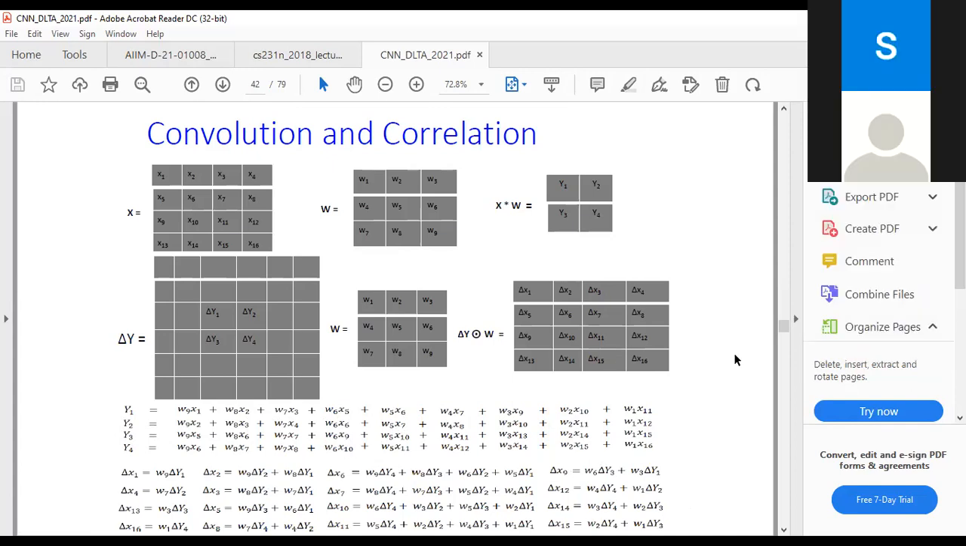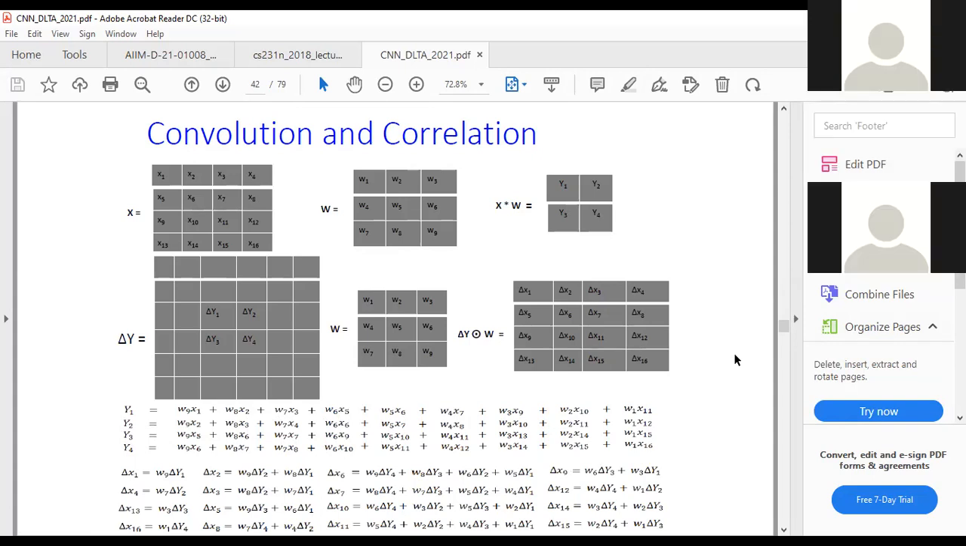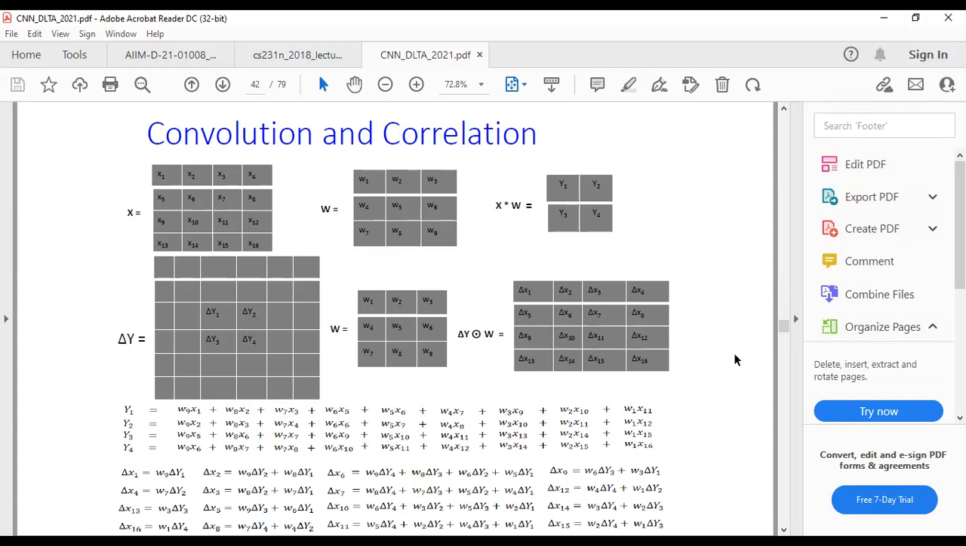Now, what is delta X15? I need Hari to answer. Delta Y4 into W2. Yes, sir. Plus, there is also delta Y3 into W1. Right.